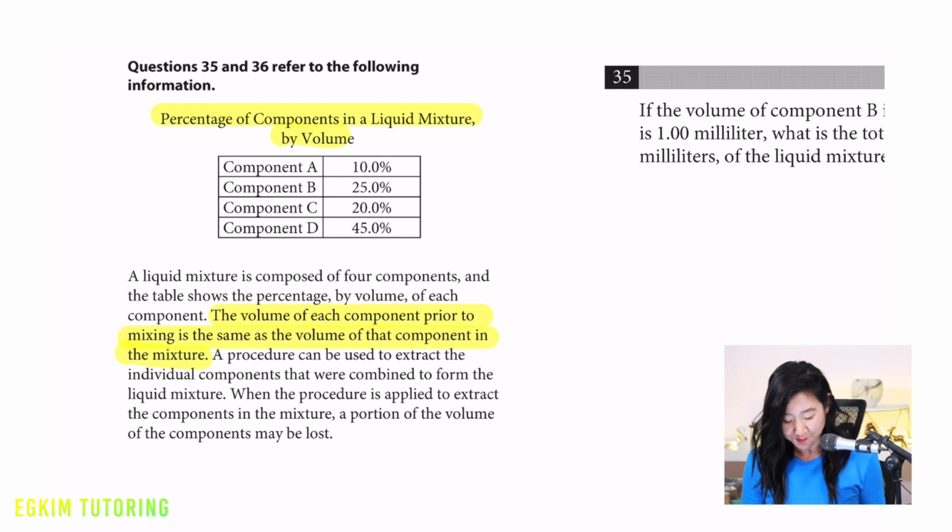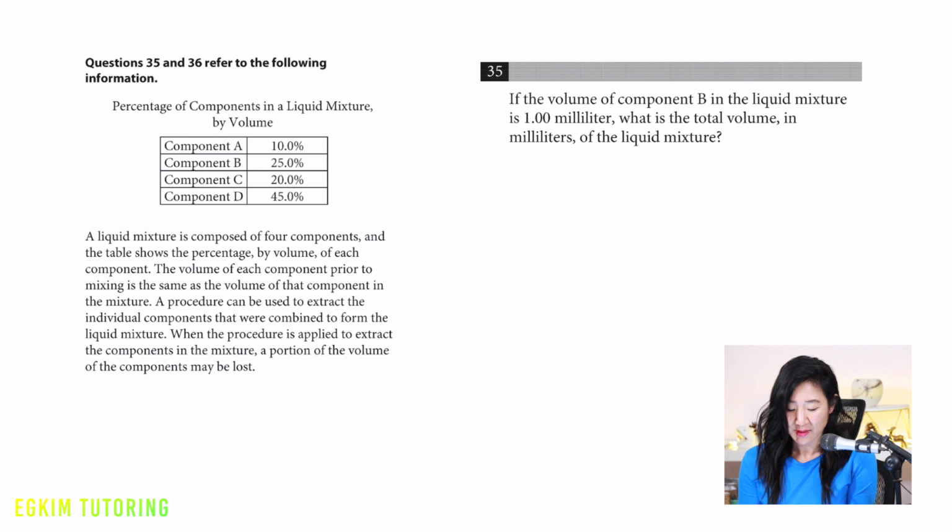make a solution. A procedure can be used to extract the individual components that were combined to form the liquid mixture. When the procedure is applied to extract the components in the mixture, a portion of the volume of the components may be lost. This last part is actually more applicable to question 36. But let's go ahead and read question 35. Question 35 says, if the volume of component B in the liquid mixture is 1 milliliter, what is the total volume in milliliters of that liquid mixture?